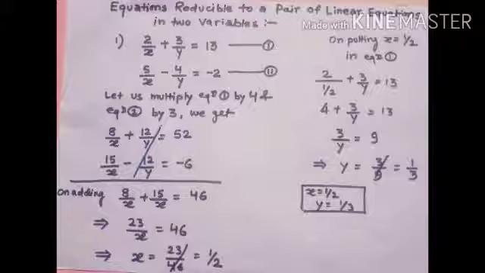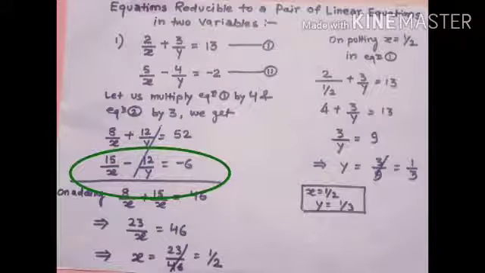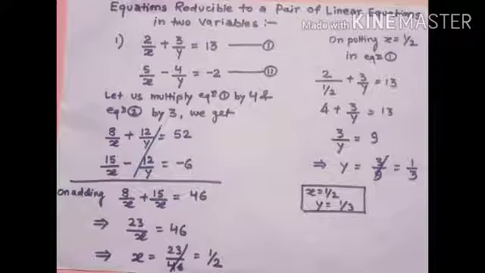Let us multiply equation 1 by 4 and equation 2 by 3 to equate the coefficient of y. On multiplying we get the given equations. As you can see on the screen, equation 1 will be converted into 8/x + 12/y = 52, and equation 2 will get converted into 15/x - 12/y = -6.